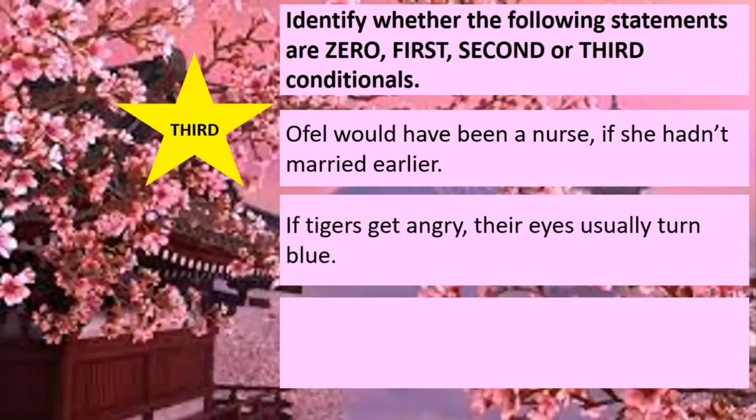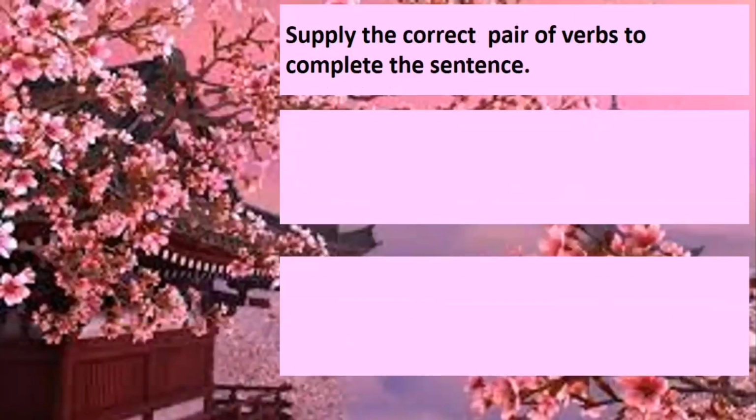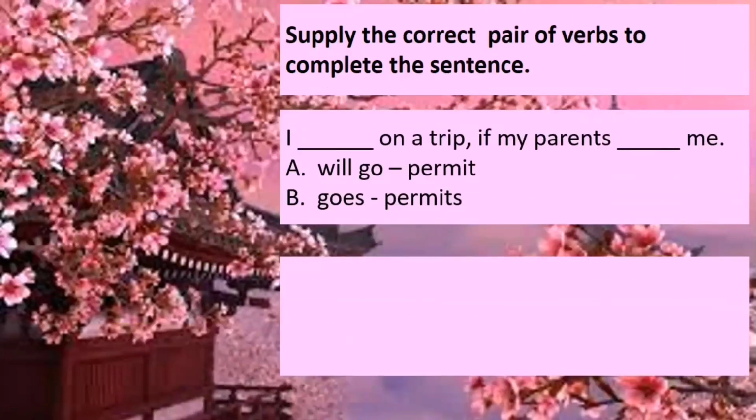Next, if tigers get angry, their eyes usually turn blue. And that is zero conditional. Next, if I were a millionaire, I would travel the world. That form is in second conditional. Next, this time you have to supply the correct pair of verbs to complete the sentence.